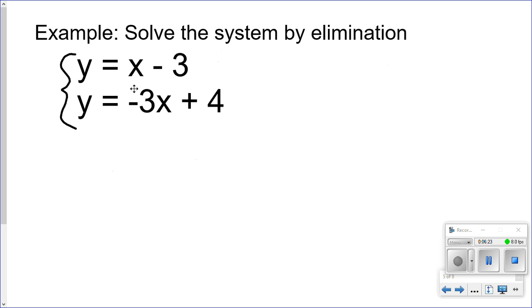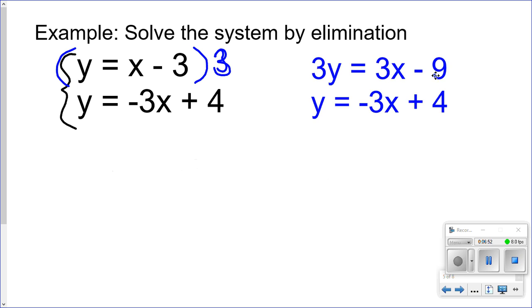So I need to make this into a +3 so they have the same number but different signs. So to change this x into a +3x, I have to multiply this by +3. Now if I want to multiply this by +3, I have to multiply everything else in the equation by +3 as well. Okay? So every other term gets multiplied by +3. So I do that, it becomes 3y equals 3x minus 9. On the bottom it stays the same. Y equals -3x plus 4.